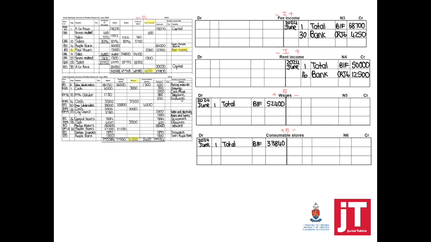Wages is from a money column, so at the end of the month, from the CPJ, bank is credited. Our expense wages is going to be debited. There's a money column for consumables, so the same applies for consumable stores. It's an expense. On the last day of the month, from the CPJ, my details is bank, 5,400. When we are done, at the end of the month, we can just total.